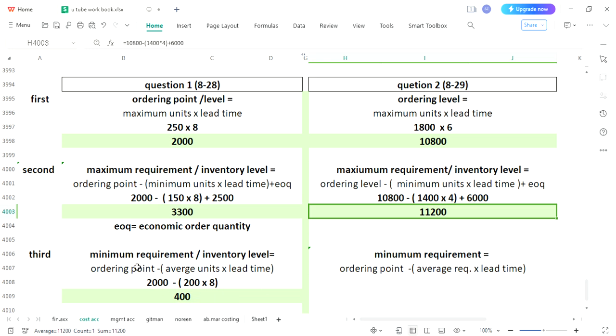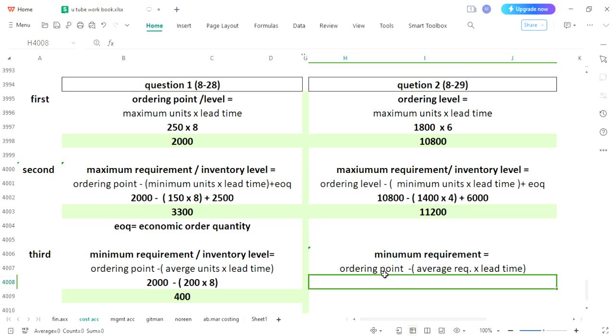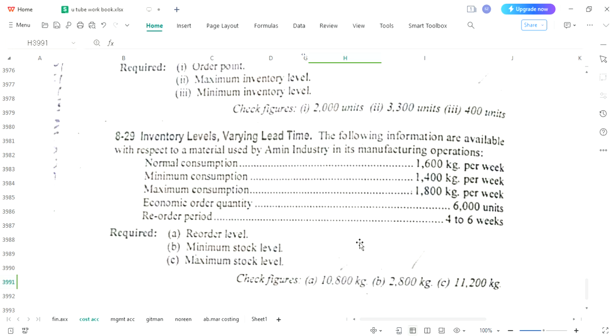Next process we will be doing is minimum requirement, and for minimum requirement first point is ordering point, and that ordering point we have already calculated, that is 10,800, so you can directly put 10,800. Next step is to put minus and start your bracket. We are following this formula and we'll go to see what is average or normal requirement.